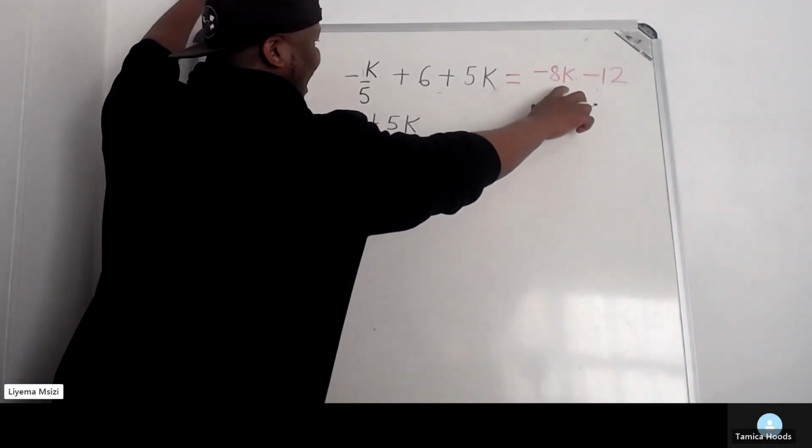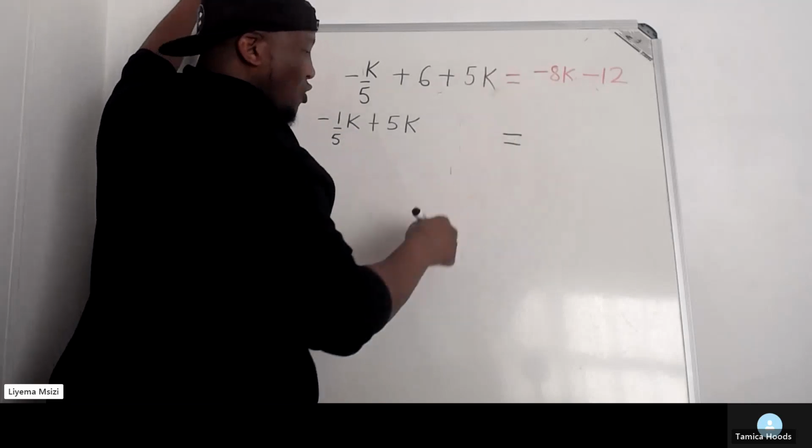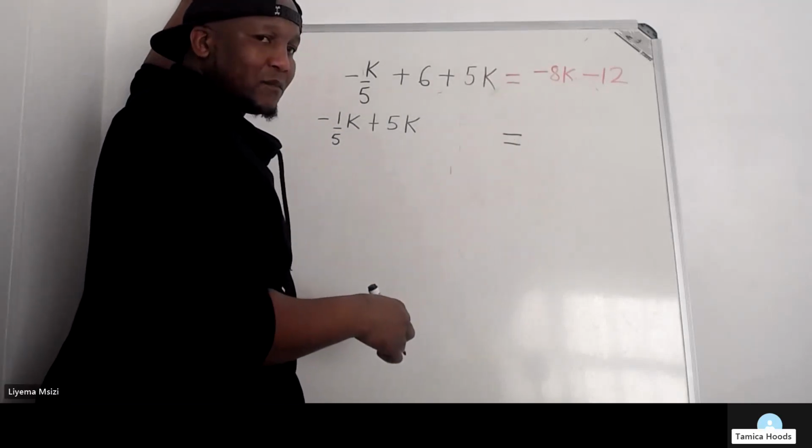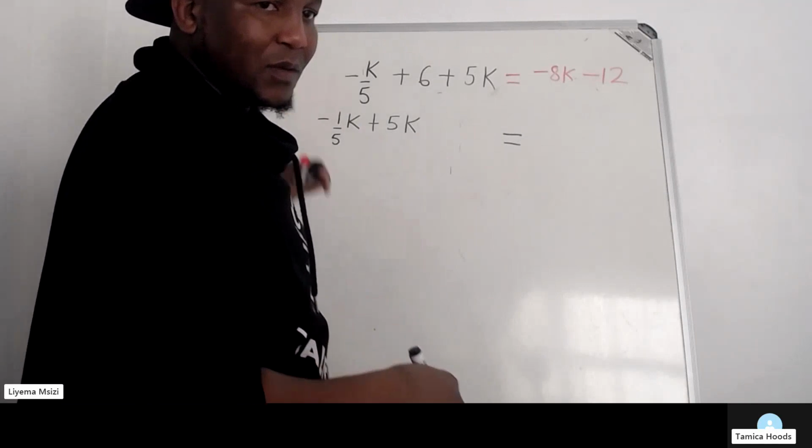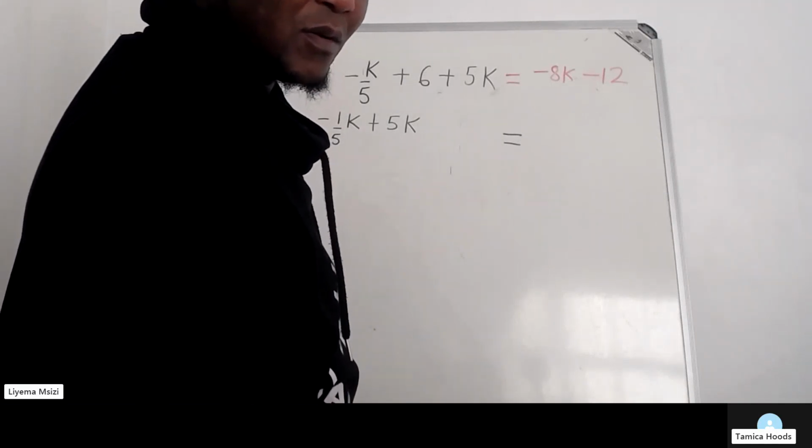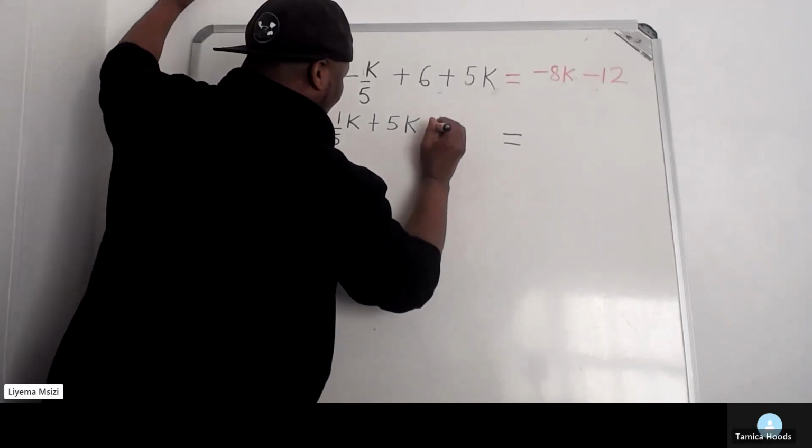Now we're gonna have to take negative 8K over. It's gonna jump, and then how is it gonna become? Since it's jumping the equal sign, it becomes a positive 8K. Positive. Thank you, Tamika. Very good.